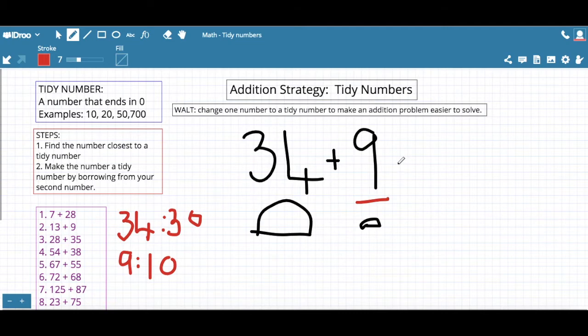Now pause the video and tell me what is the second step. What do we do once we've figured out what number is closest to our tidy number? So we have to make this 9 a tidy number by borrowing from our second number. So we have to ask ourselves, how many do we have to add or subtract to make a tidy number? Okay, and I'm going to put that here.